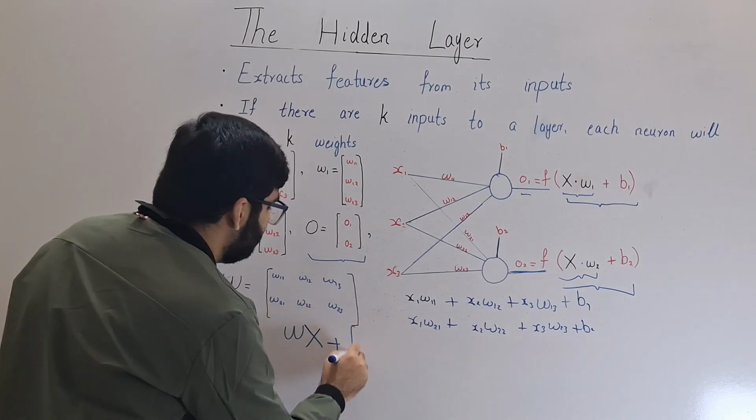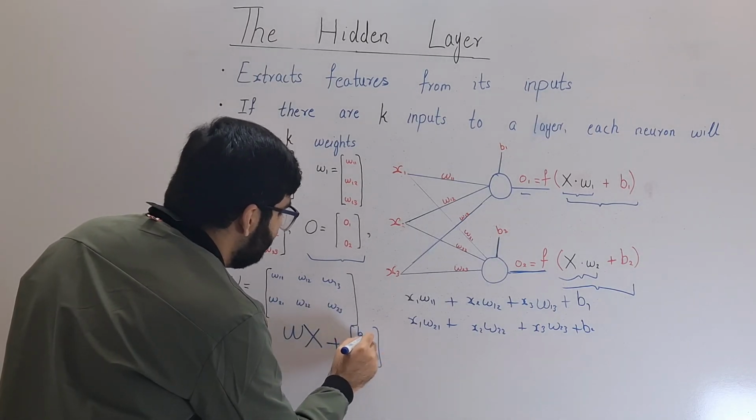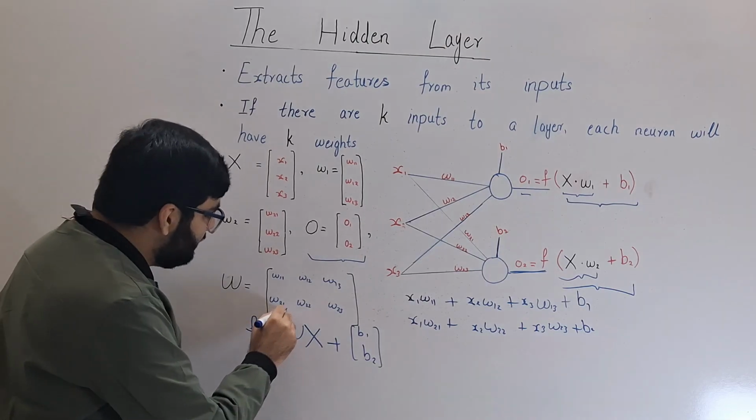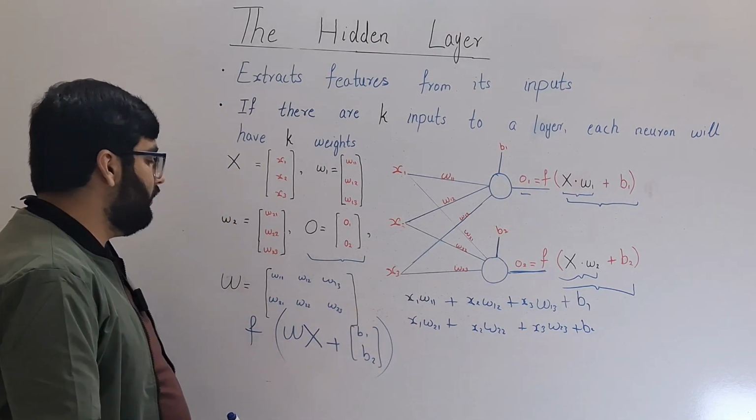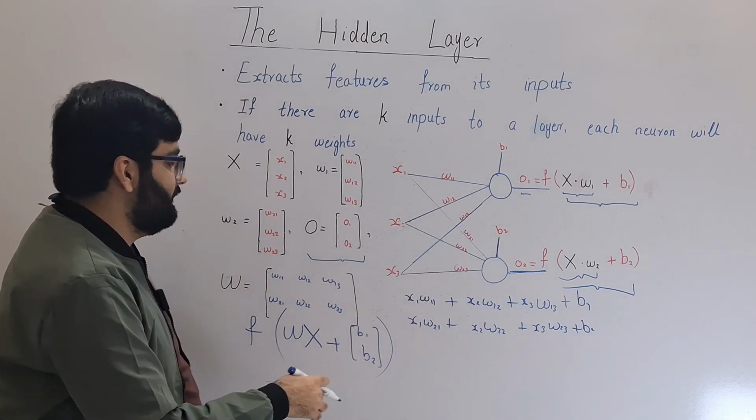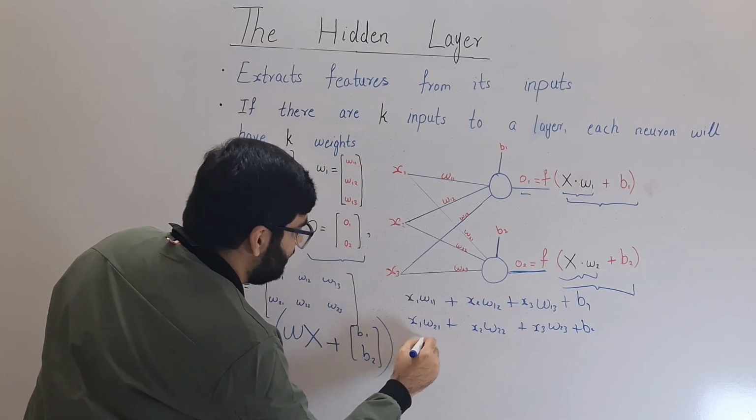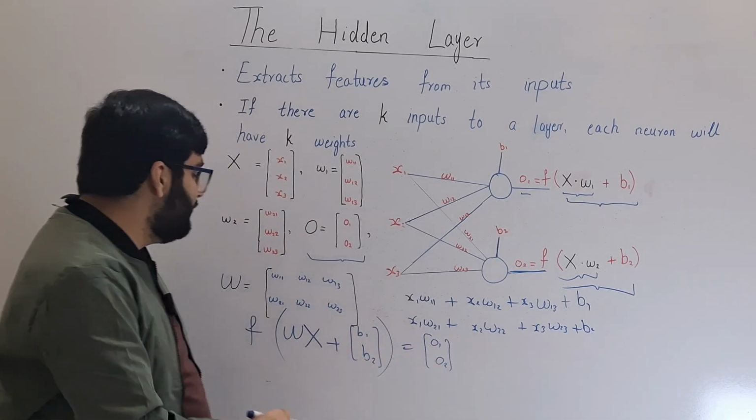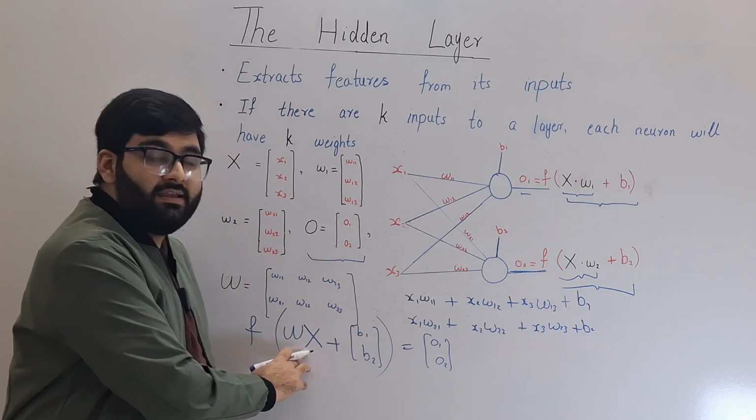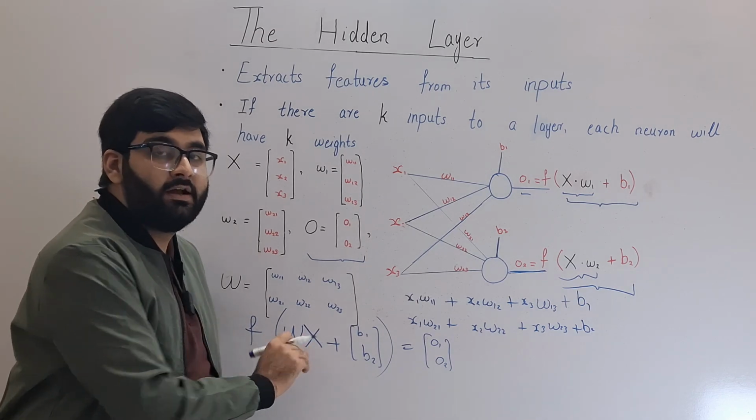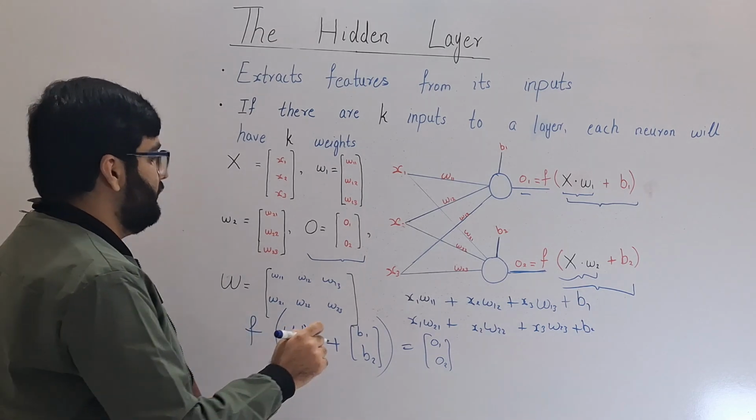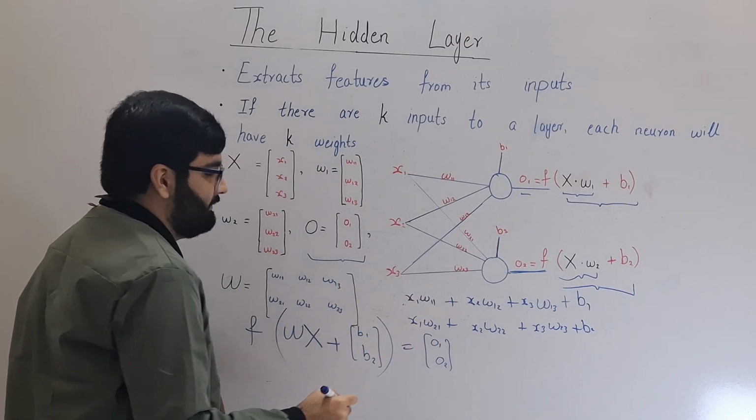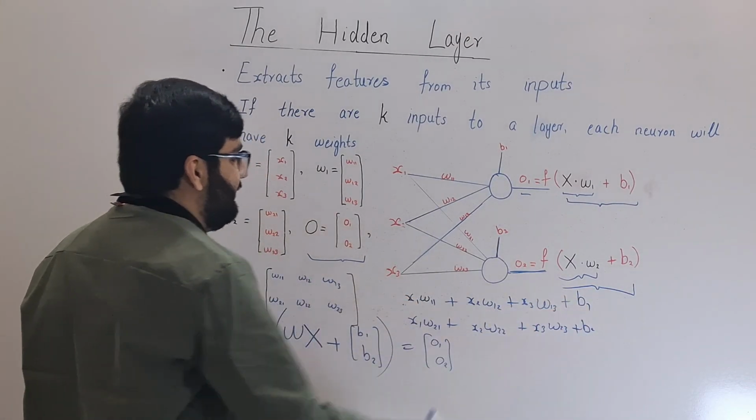Add the biases and apply the activation function to all of this together. We will get O1 and O2. So matrix multiplication is the key here. It is calculating two dot products, the first and the second, and adding the corresponding biases.